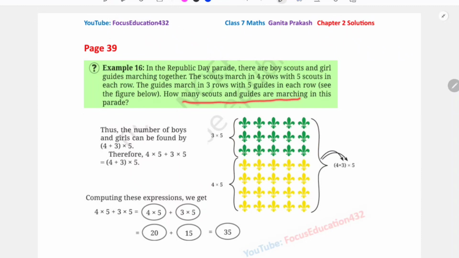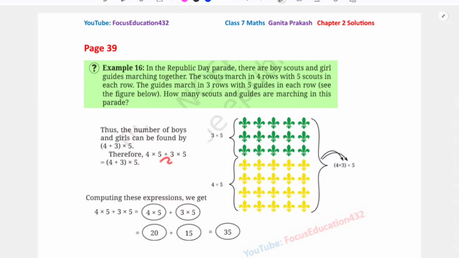How many scouts and guides, that is how many boys and girls, are marching in this parade? So how will the answer be? 4 rows each having 5 boys, that is 4 times 5, plus 3 rows each having 5 girls or guides, 3 times 5. So that is the answer. If you carefully observe, 4 times 5 plus 3 times 5 is the same as (4 plus 3) multiplied by 5, because this 5 is for both. So that is taken as common. That is the same distributive property.